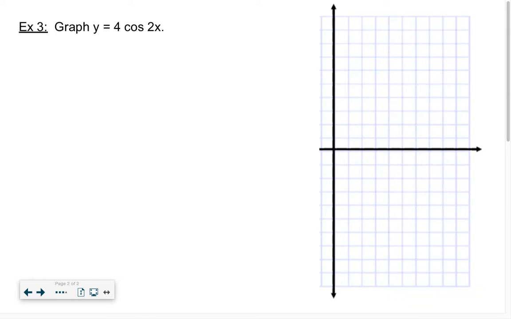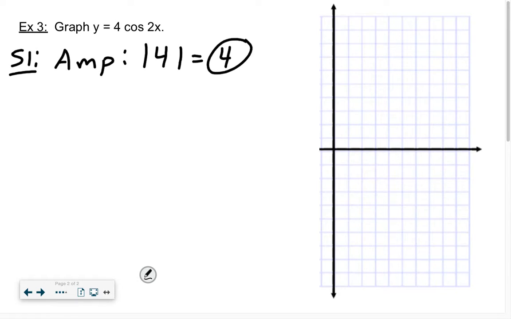I'm going to go through one more, and I'm going to go rather quickly. So again, pause it if you need to. Graph y is equal to 4 times the cosine of 2x. Step 1 was, again, the amplitude. Amplitude for this thing was 4. Absolute value of 4, so 4.